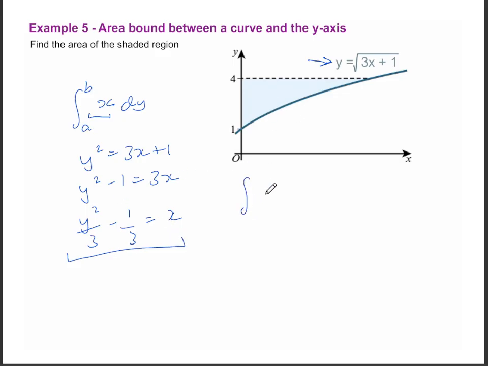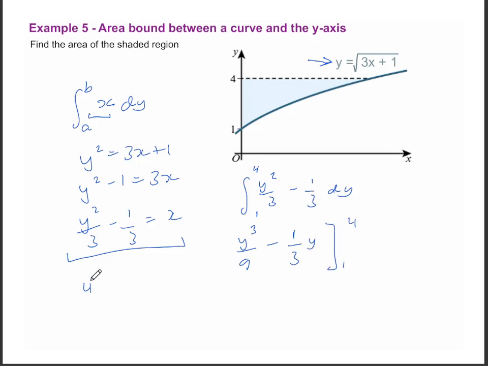So integration of y squared over 3 minus 1 over 3 dy from the limits of 1 up to 4. Yes, and so we're going to integrate both of these. Y squared over 3, we're going to integrate it, we're going to get y cubed over 9, subtracted by the integration of 1 over 3, which is just going to be 1 over 3y. And we're going to put in the limits of 1 and 4.